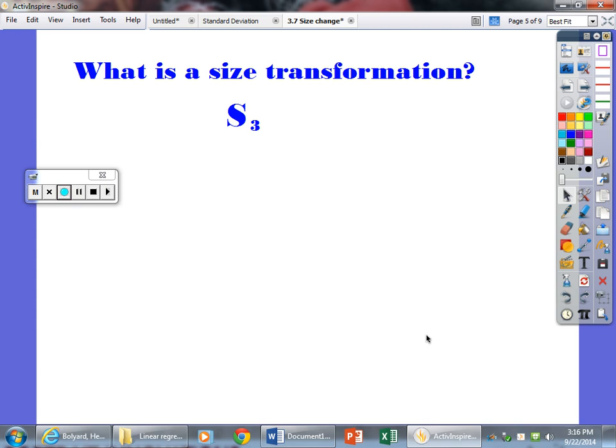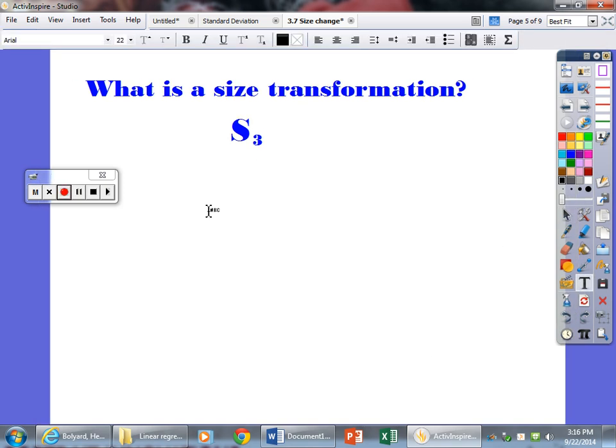So this is saying we want to do a size change with a constant of 3. A size change with a constant of 3 means that we're going to make everything 3 times the size that it was. So if my original point is (2, 1), whenever I perform the size change, my new point is going to be (6, 3), because I multiply both parts of the coordinate pair by the constant of 3. So 2 times 3 is 6, and 3 times 1 is 3.